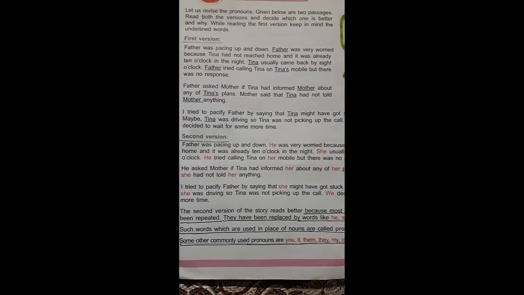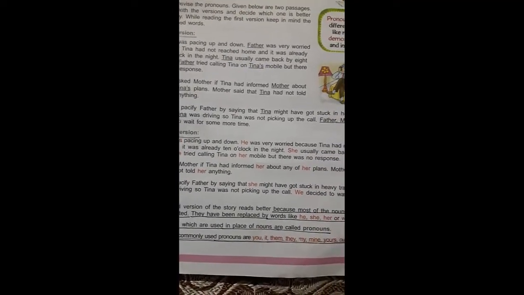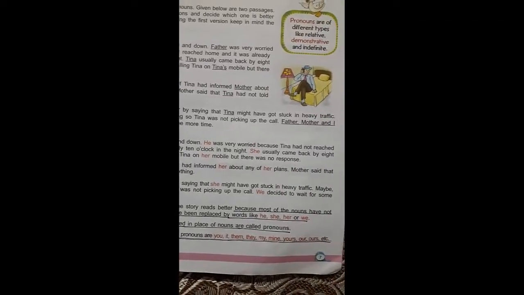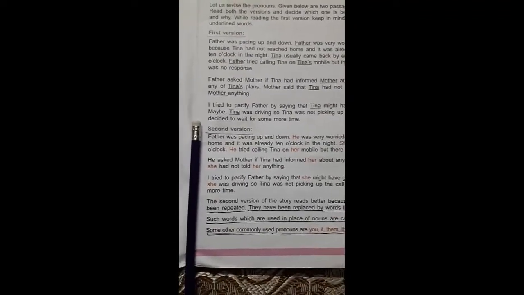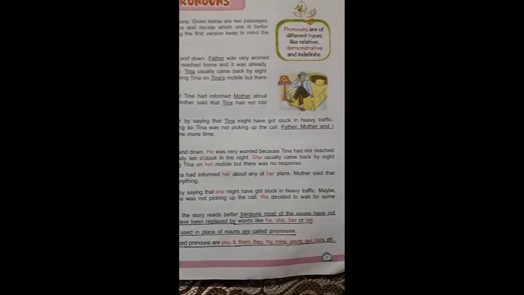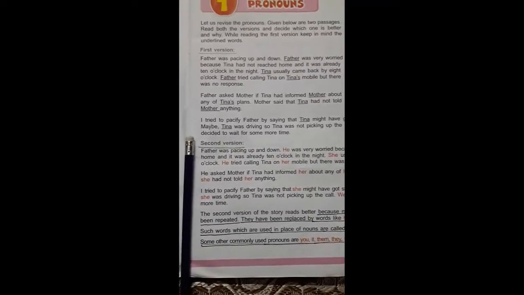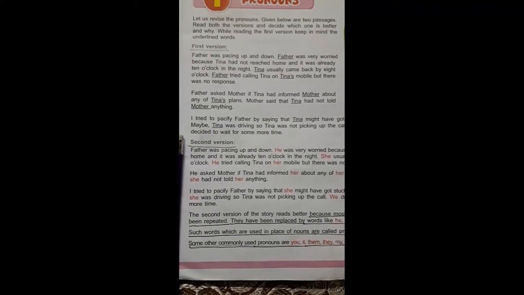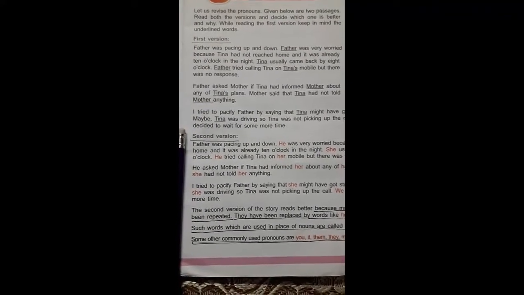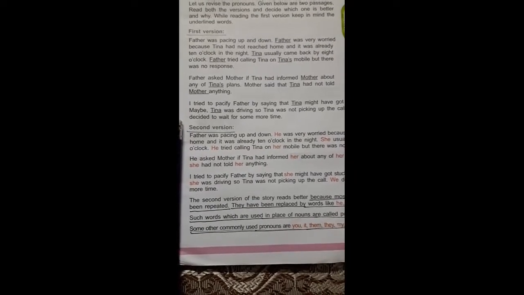I tried to pacify Father by saying that she might have got stuck in heavy traffic. Maybe she was driving, so Tina was not picking up the call. We decided to wait for some more time. Now I have read the second version as well. And now we have to find out which version is much better.